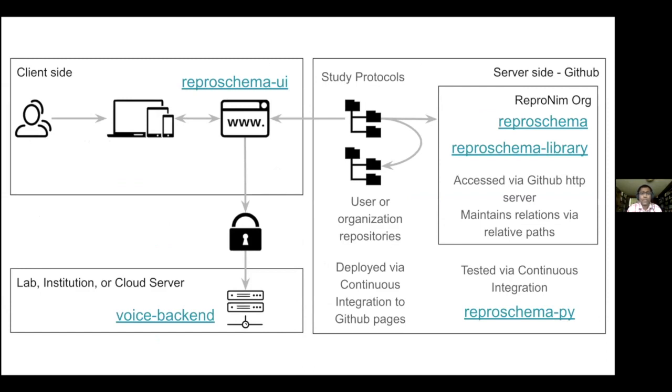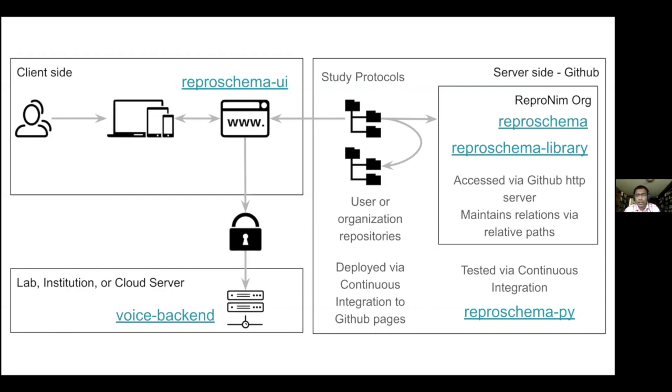And all of those pieces are on the client side. The UI itself pulls in information from GitHub, so the study protocols, the ReproSchema context, and the ReproSchema library are all served through GitHub. And that gets pulled over by the UI again to the client side, where the client can fill in the data and either save it on the computer where they're filling in the data, or if authorized by both the client and the server to receive it in a lab or an institution or in the cloud, the voice backend allows receiving the data in the structured form that I showed.